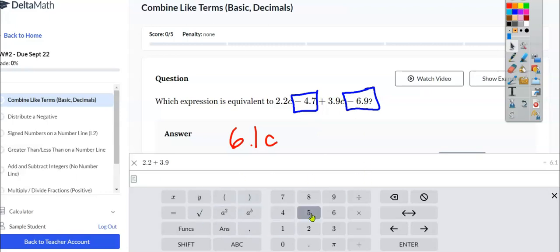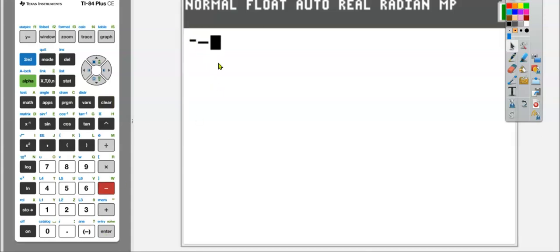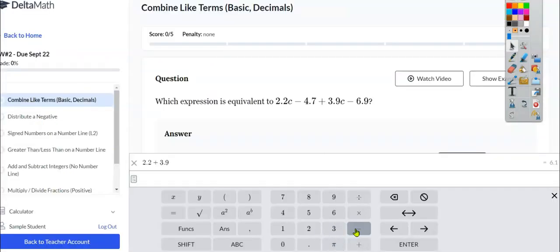Here on this Desmos calculator, they don't have a dedicated negative button. But on your calculator, you might have one down here in the lower left corner. I guess the lower right corner of your calculator, lower left of my screen. That's a negative sign. That's a subtraction sign. And they look different on this TI calculator. But when I use the Desmos calculator, it's just one single button.